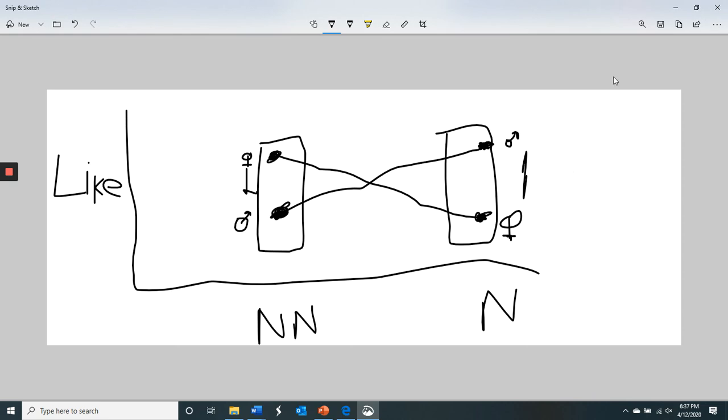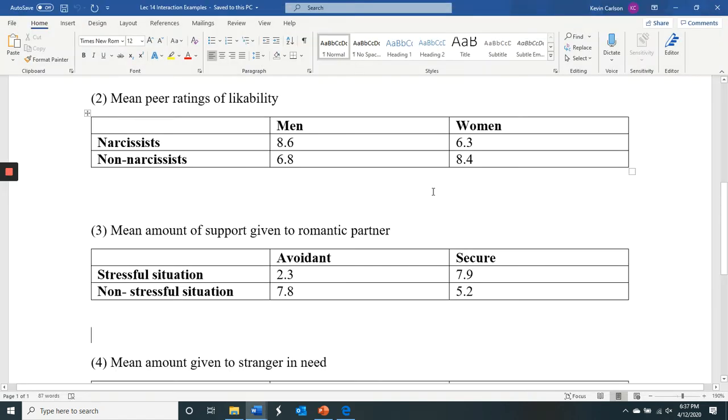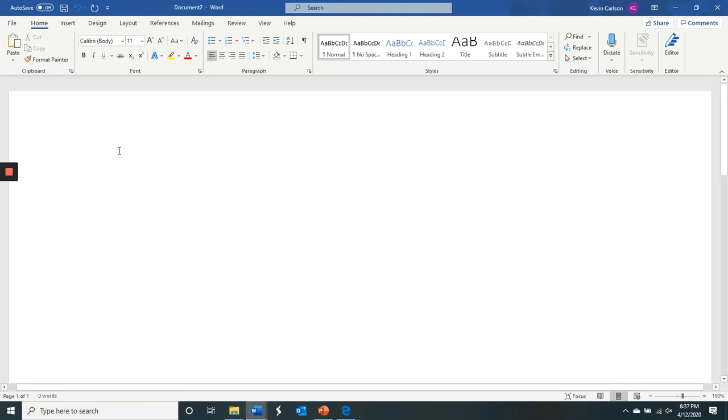Let me do it the other way. So I had gender on the bottom. No, I had narcissism on the bottom. So let me just do gender on the bottom real quickly.